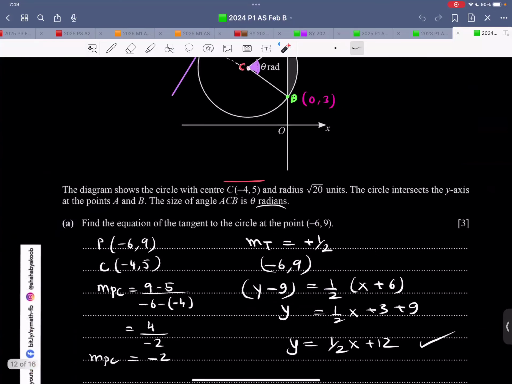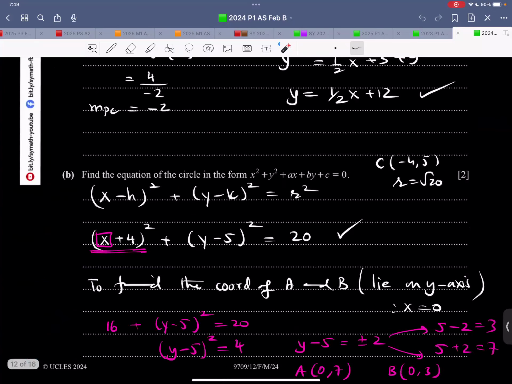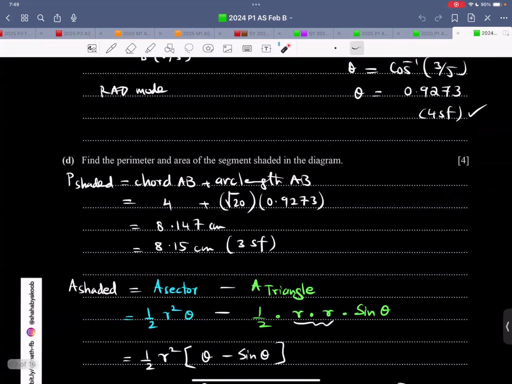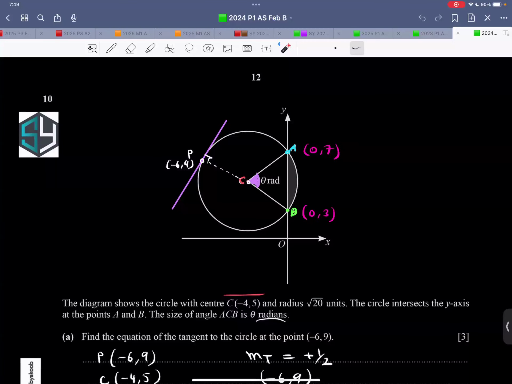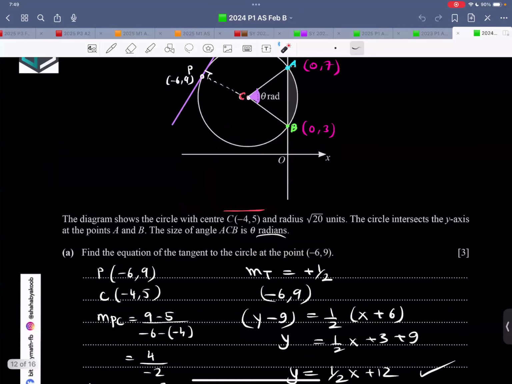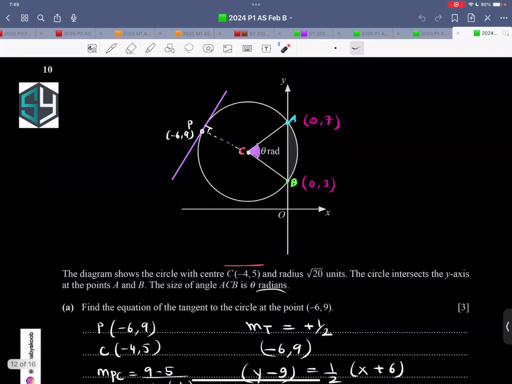Yes, this is a circular measure, and it's also a circle question. I think it's like half and half. So this is one of the few rare questions in which circular measure and circle equation are joined. And then this was the beginning of a tradition. So now it says the diagram shows the circle with center C (-4, 5) and radius root 20 units.